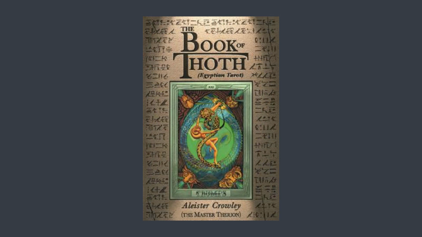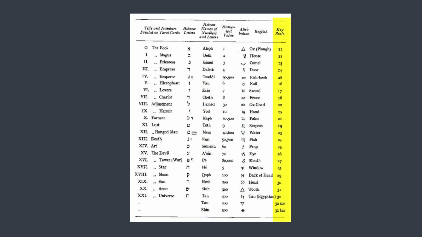In the Book of Thoth, Crowley includes a table of the major arcana with the alphabetical attributions. He includes the key scale on the right. Notice how the key scale is no longer in order, but you can use these numbers to cross-reference back to Liber 777. Now you have enough information to use the Liber 777 attributions.